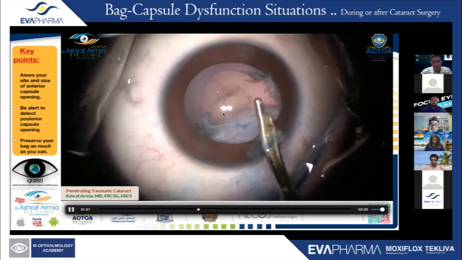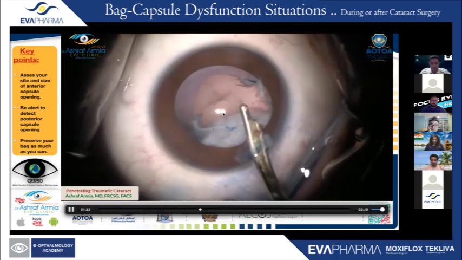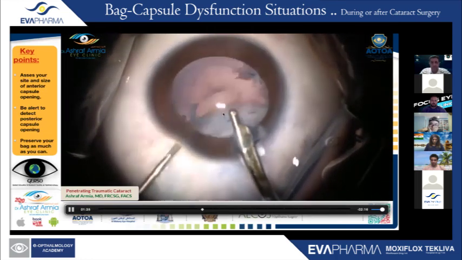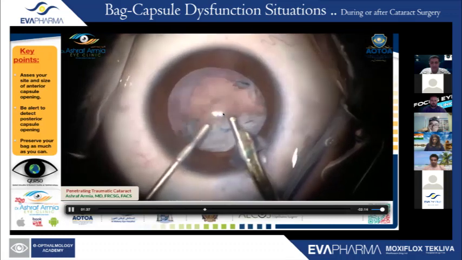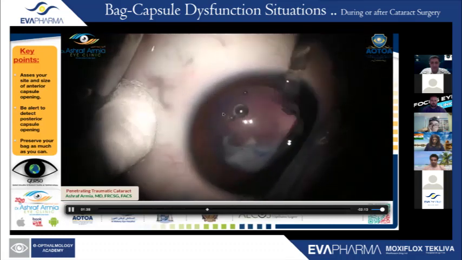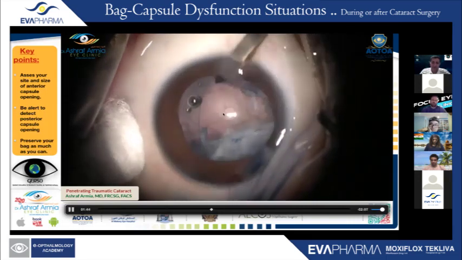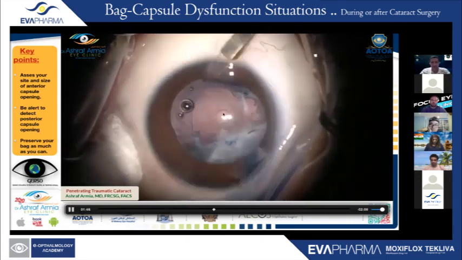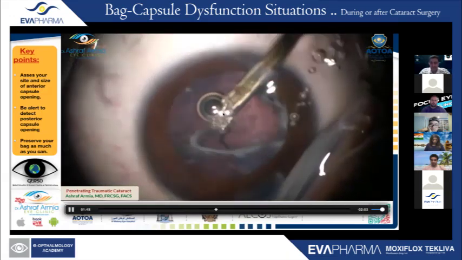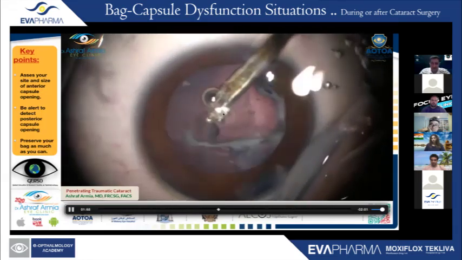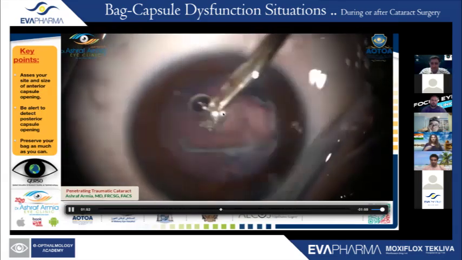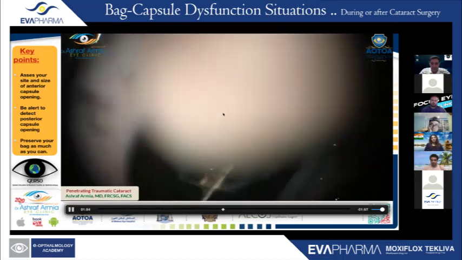So I injected visco disperser, not to disperse the vitreous, because there is no vitreous at all. I did another opening on the other side to remove the residual soft matter, the cortex, with the double way. I succeeded to remove most of the cortex.